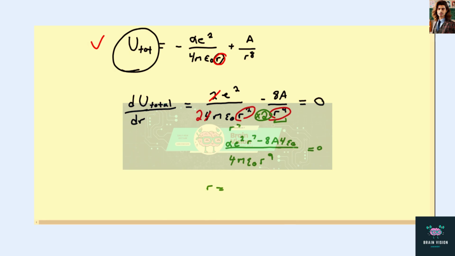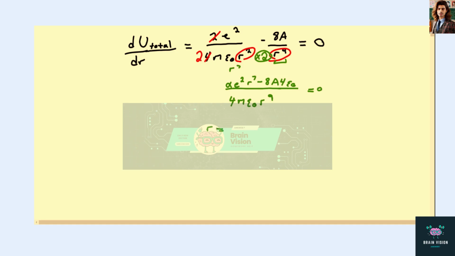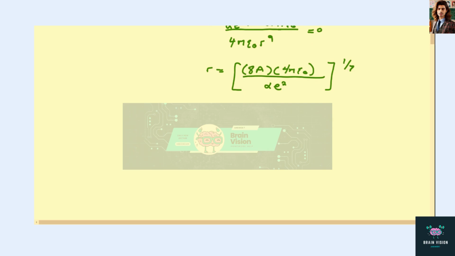And so your r is, let me scroll down. So we're going to scroll down for r. And we have 8a times 4 pi epsilon naught divided by alpha e squared, to the 1/7. Okay? And now we're going to substitute the values that we have. We're just going to do this because we want to solve for r. So we have 8a. Okay?